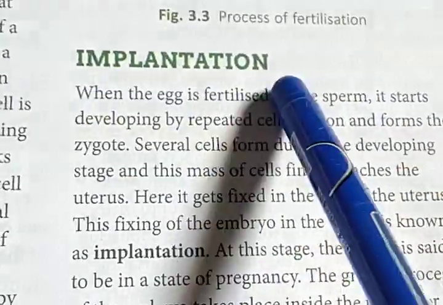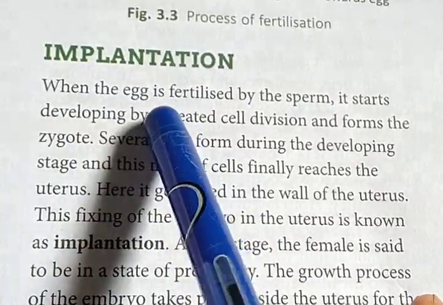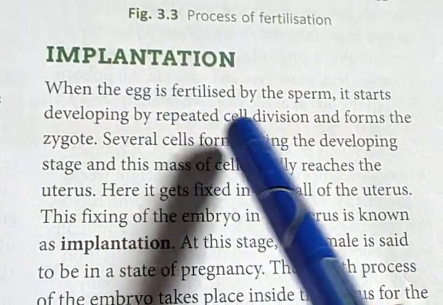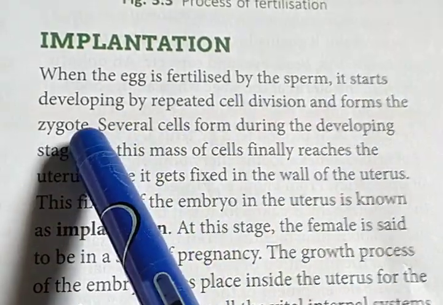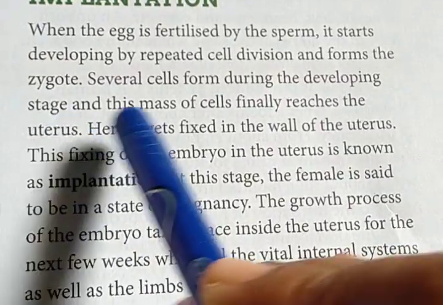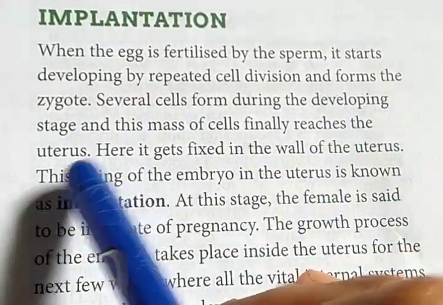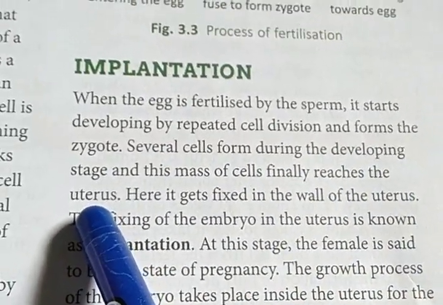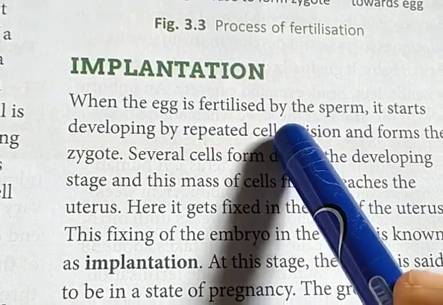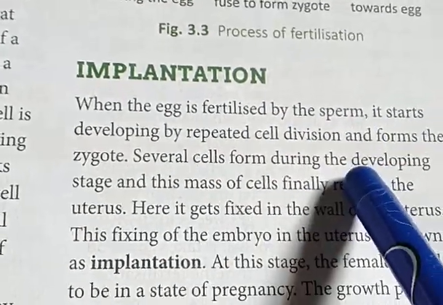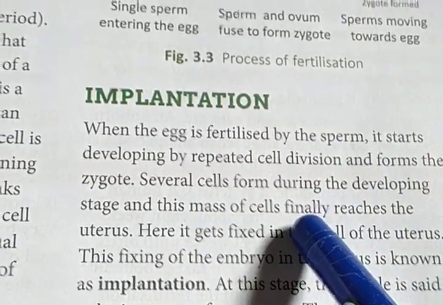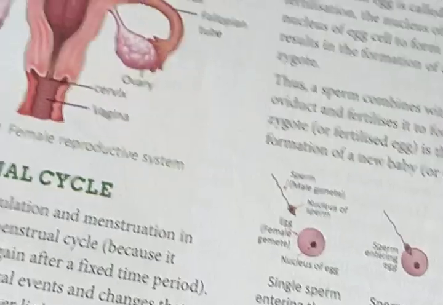Next, implantation. When the egg is fertilized by a sperm, it starts developing by repeated cell division. Several cells form during the developing stage, and this mass of cells finally reaches the uterus. What is this phenomenon? After fertilization, the zygote cells divide many times and form a bulk-like structure, which is transferred into the uterus.